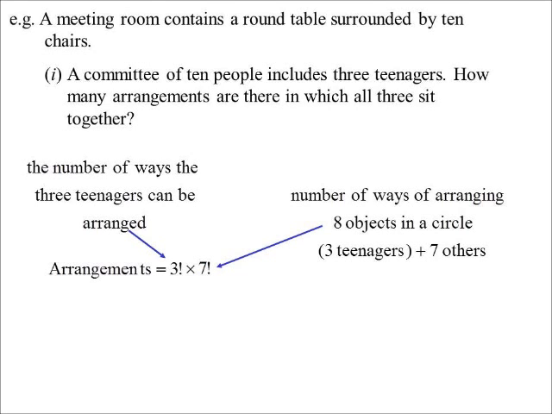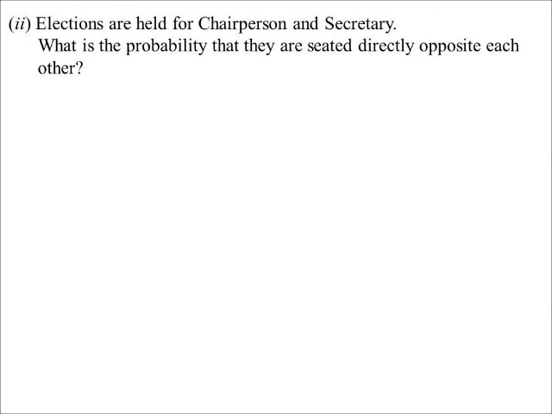But now we're going to place our objects in a circle. Well, we no longer have 10 people. We've got a group of 3 teenagers plus another 7 people. 8 objects all up. But these 8 objects I'm not going to arrange in a line. I'm going to arrange in a circle. So I'll multiply by 7 factorial instead of 8 factorial. So 1 less. 30,240.